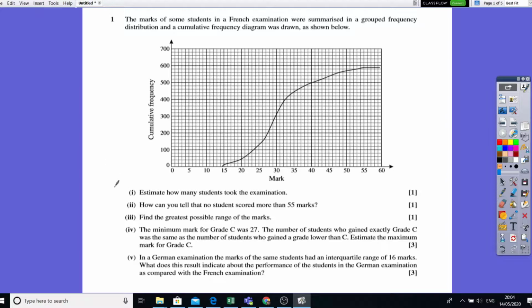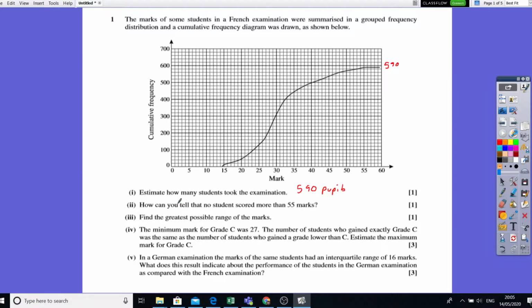Okay, so clearly he's managed 1, 2, and 3, but let's just quickly check here. I like to do the whole question before I move on to these parts. So it goes here, estimate how many students took the examination. So you look at the top of this cumulative frequency. What is the maximum that it reaches? Well, that's 580, and it's the 590. So 590 is the highest peak there. That's the cumulative frequency. How many students took it? So I'll say 590 pupils.